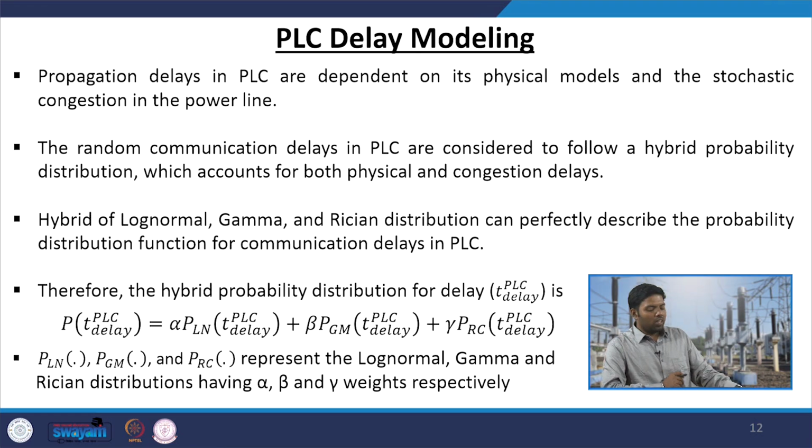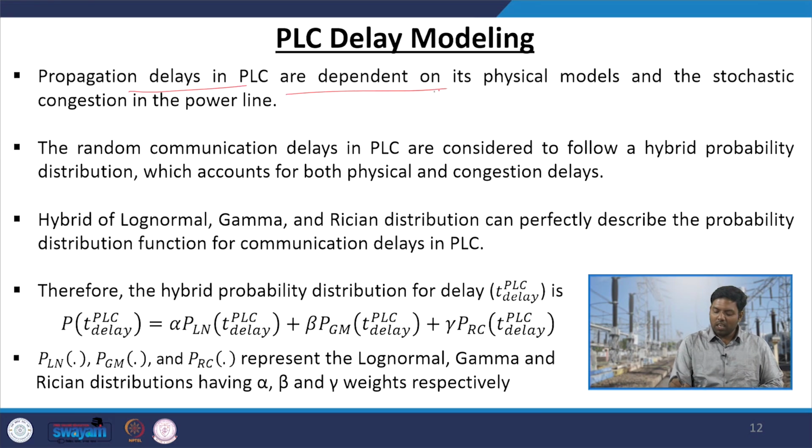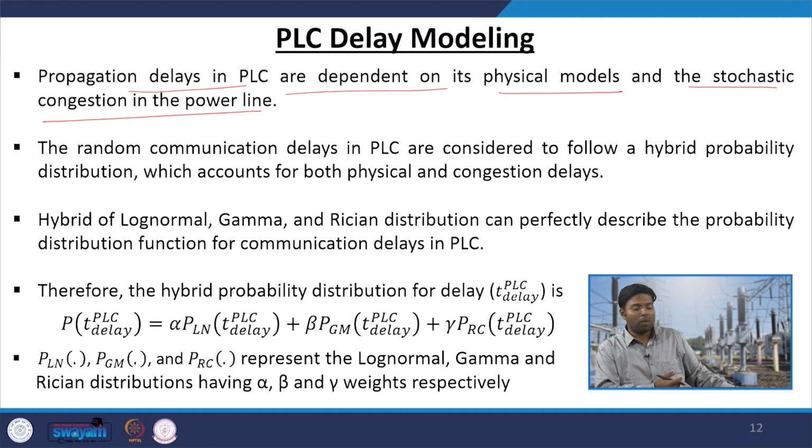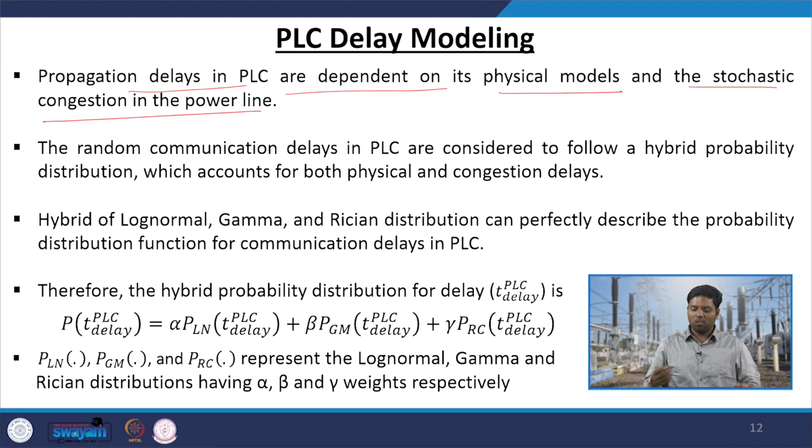Now, we will see how we can model the PLC delay in mathematical form. Propagation delays in PLC depend on its physical models as well as stochastic congestion in the power line. Obviously, the physical delay depends upon the length of the power line, and the stochastic delay arises because if you send more data, you are taking more bandwidth, or using more data flow in the communication power line. That means you are using more bandwidth. So at that time that is a stochastic one. At any time, how much data you are sending is not fixed. So that is an uncertain event.